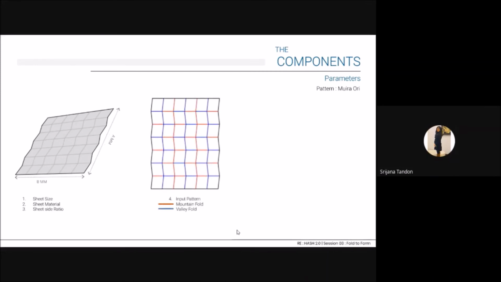The input pattern geometry, which has a systematic layout of the mountain and valley folds. Here, the red lines depict the mountain folds and the blue lines depict the valley folds. Zooming into the pattern, each cell has few other tangibles, which include the vertex angle, which is angle V here, and the cell edge length A or B.